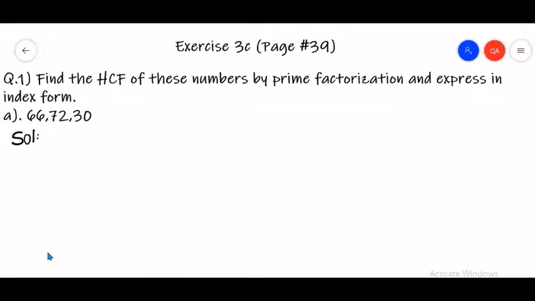Let's solve exercise 3C, in which we will find out HCF of numbers by prime factorization method using index form. In part A, here we have three numbers, so we will calculate HCF of these numbers by using prime factorization method.